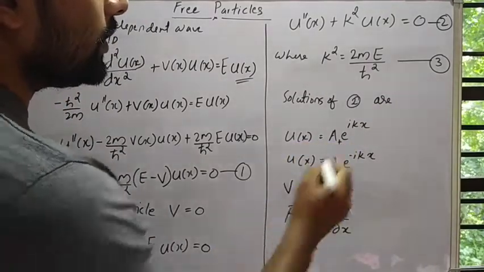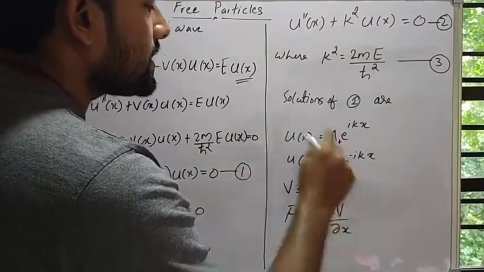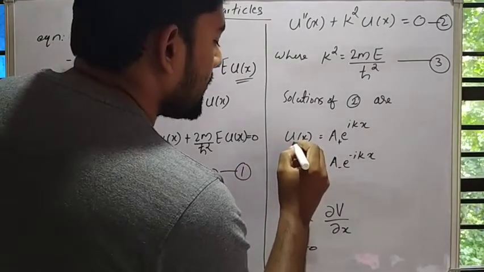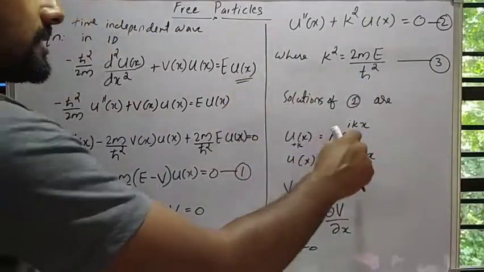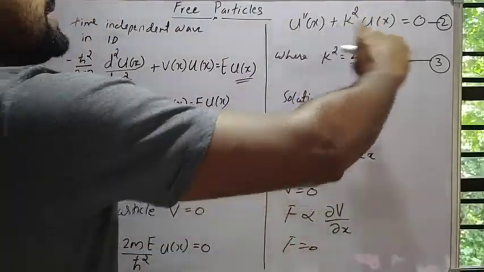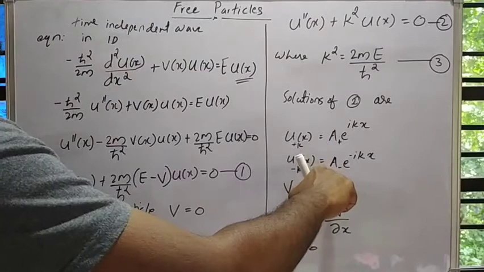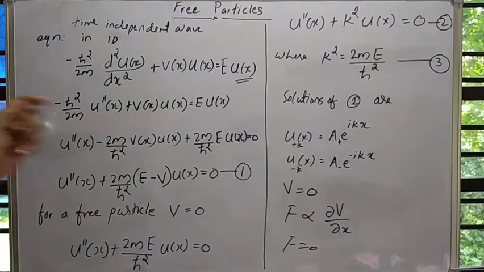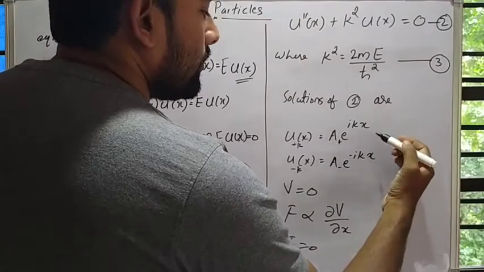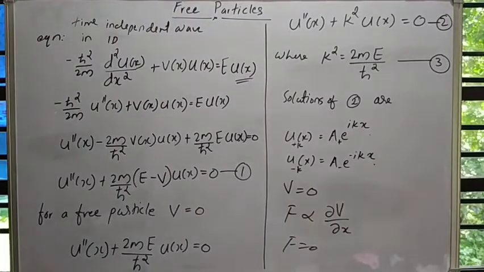u of x equal to A plus e raised to ikx, where A plus is a constant, and this can be represented as u plus k of x equal to A plus e raised to ikx. If we substitute this value in this equation, that will satisfy this equation. Okay, and this I am taking as u minus k of x equal to A minus, another constant, e raised to minus ikx. The difference between these two solutions is that the momentum of this wave function is in the opposite direction to the momentum of the other wave function. Okay, so we got the solution.